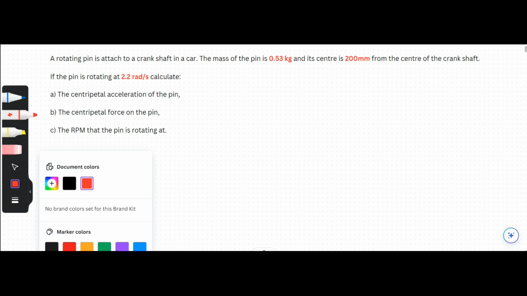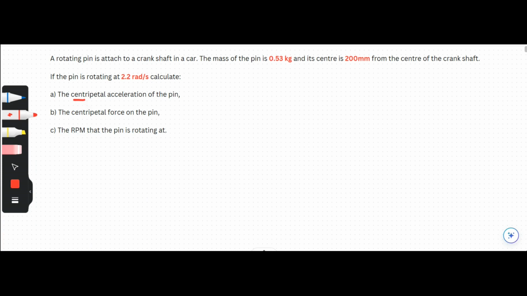This is all about centripetal acceleration and centripetal force. Okay, so we've got a rotating pin. All it is really, let's pretend here's my center. Here's a pin. Okay, that's the pin. And it's rotating, so it's going like that.